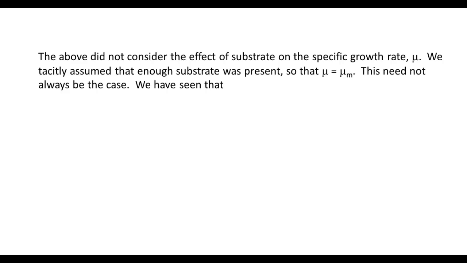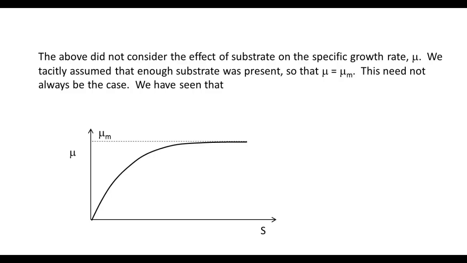The initial analysis, what we have done so far, did not consider the effect of substrate on the specific growth rate mu. We had tacitly assumed that enough substrate was present so that mu equals mu m. You know, in the mu versus S curve, mu changes when the S changes in the initial stages and then reaches a constant value, or an asymptotic value mu m, when the substrate concentration is above a certain level. We assumed that we always had enough substrate so that we were always at mu m for the specific growth rate. This need not always be the case.